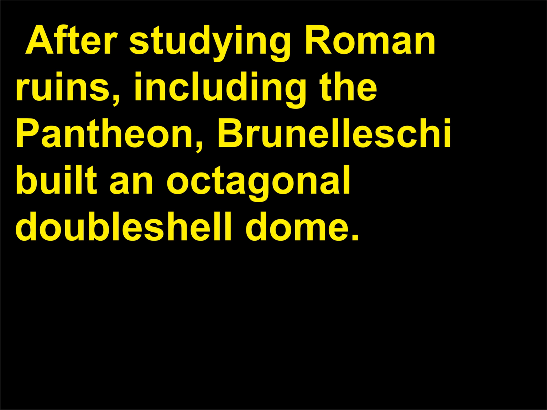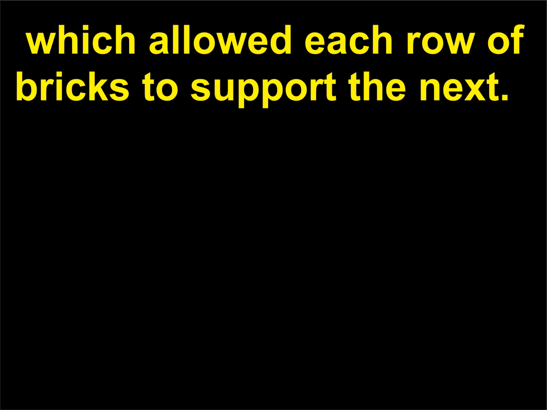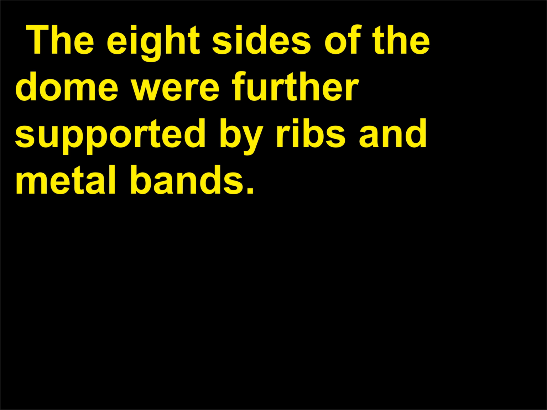After studying Roman ruins, including the Pantheon, Brunelleschi built an octagonal double-shell dome. The inner layer of bricks was arranged in ever-tapering circular rows, which allowed each row of bricks to support the next. The bricks of the outer shell were arranged in a strong herringbone pattern. The 8 sides of the dome were further supported by ribs and metal bands.